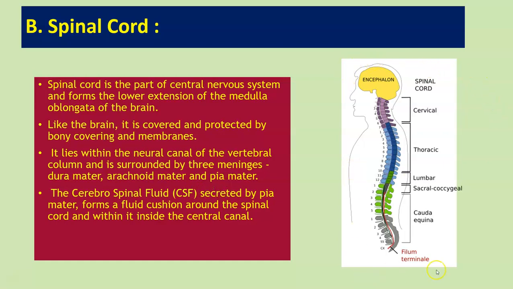Here, have a look at this image. It gives you the entire overview of our spinal cord. The cerebrospinal fluid, that is CSF, secreted by the pia mater, forms a fluid cushion around the spinal cord and within it, inside the central canal.